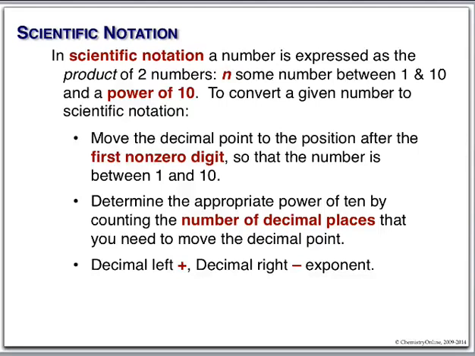Now, writing numbers in scientific notation is very important in chemistry. It's kind of like breathing. So make sure that you get the concept.